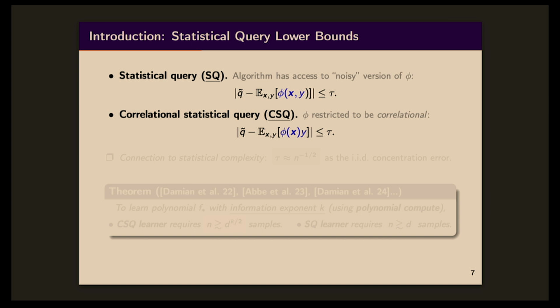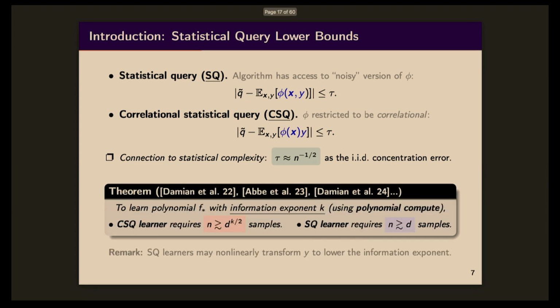Okay, so this is called a correlational statistical query. In both of these models, the noise tolerance tau is defined in an adversarial sense. So this q tilde, the noise, can be arbitrary as long as it does not deviate from the population value by more than tau. To translate this to a sample complexity, what we typically do, this is a heuristic, is to equate this tolerance tau with the IID concentration error. So tau is roughly 1 over square root of n. This is how we get a sample complexity lower bound from these SQ models.